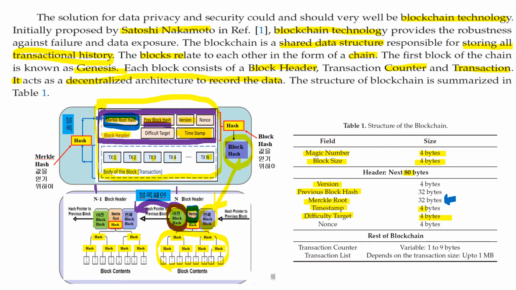This difficulty target adjusts the average time for the mining process to succeed. Also, in the header, there is a nonce value. This is 4 bytes.